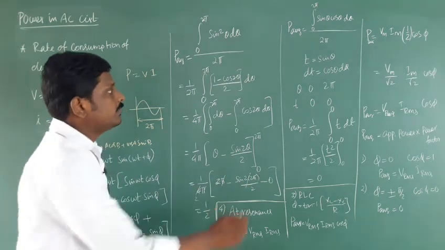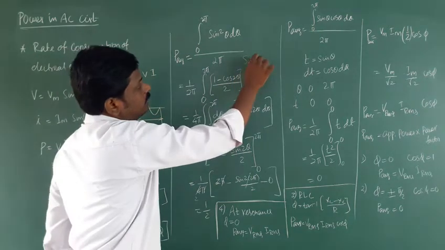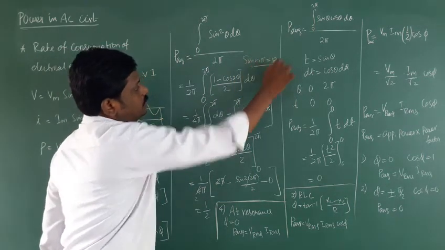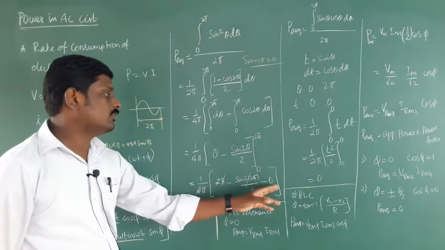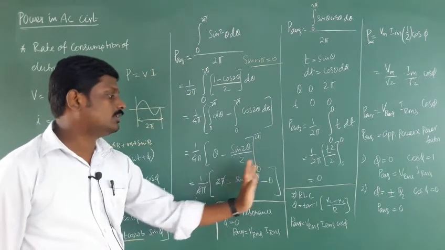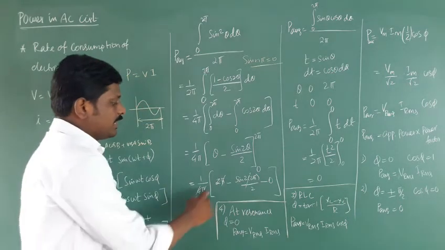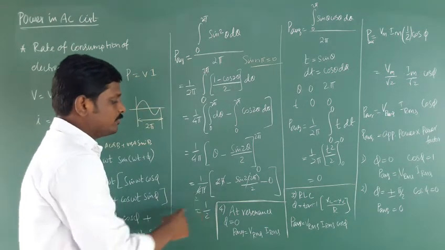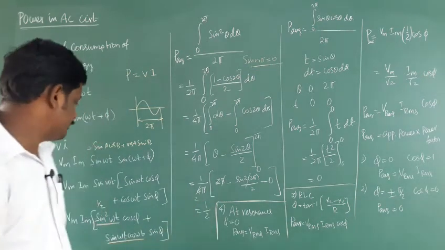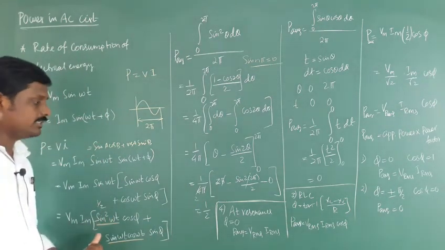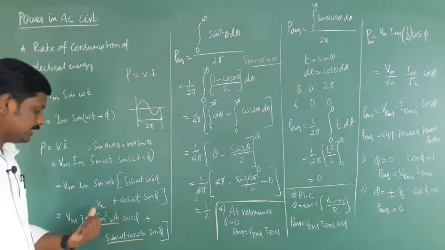So sin n pi equals 0. We already know sin n pi equals 0, so that total term is 0. Then for theta equal to 0, sin 0 is also 0. So all those terms are 0. The balance: pi cancels, and 1 2s are 2, 2 2s are 4. So finally you will get 1 by 2 for the first term. So sin squared omega t averaged over a complete cycle is 1 by 2.